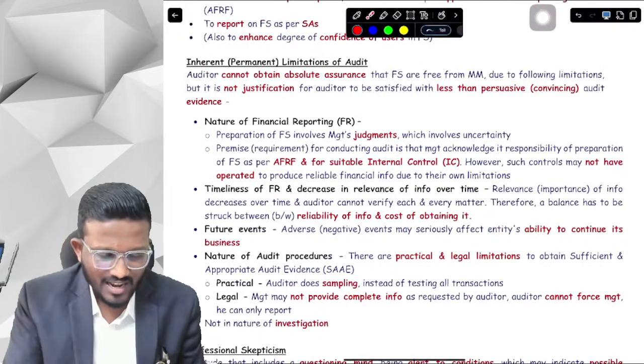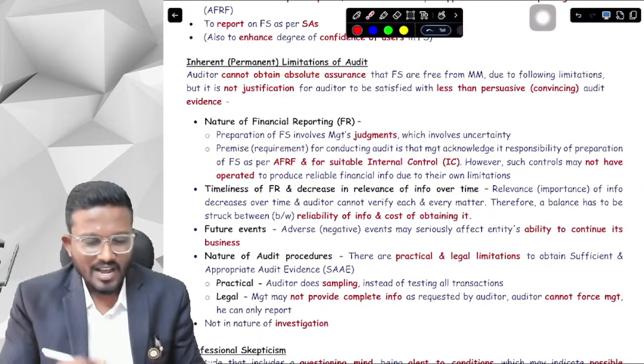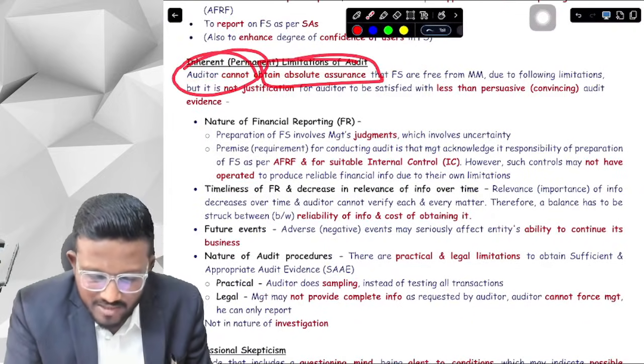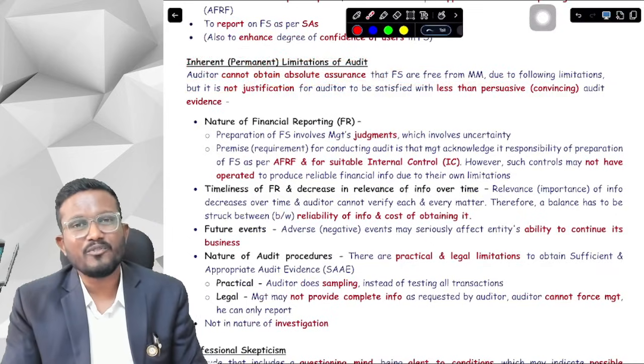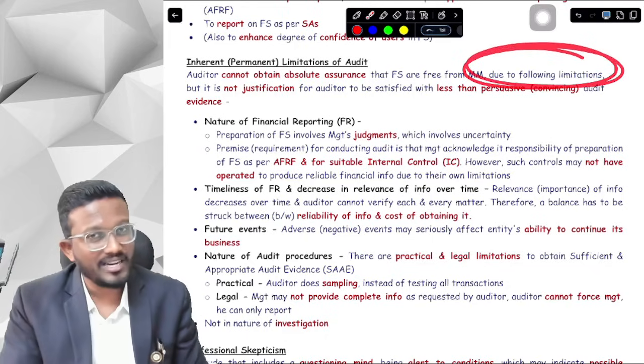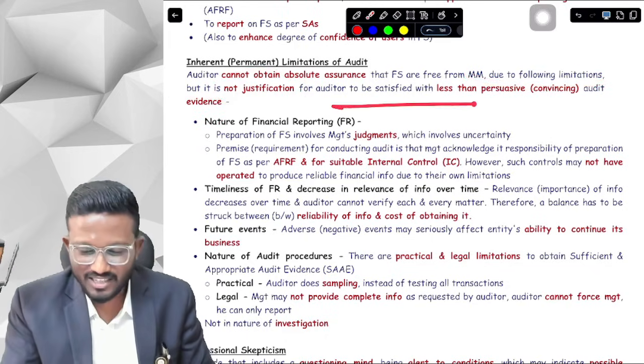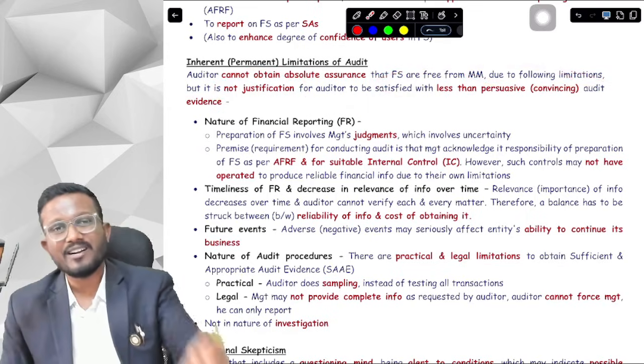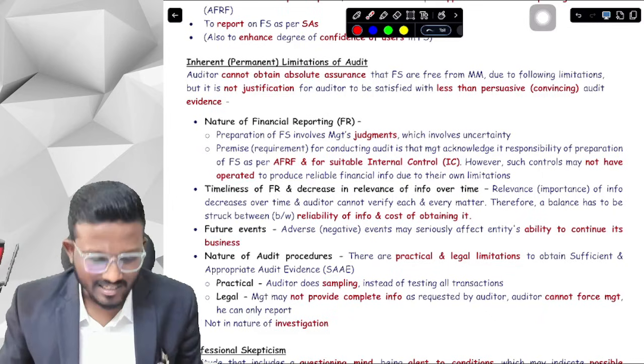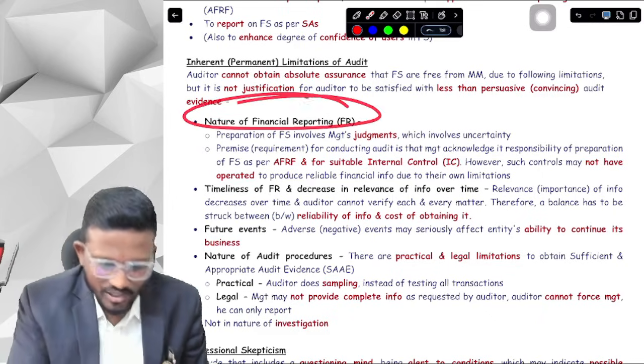Let's discuss once again the inherent or permanent limitations of audit. The auditor cannot obtain absolute assurance that financial statements are free from material misstatement because of the following limitations. But mind you, this is not a justification for the auditor to be satisfied with less than persuasive audit evidence. You will have to obtain persuasive audit evidence. What are the inherent limitations? First of all, the nature of financial reporting.